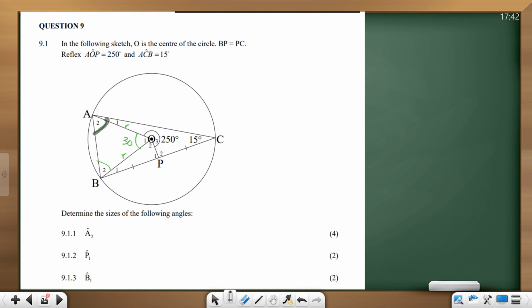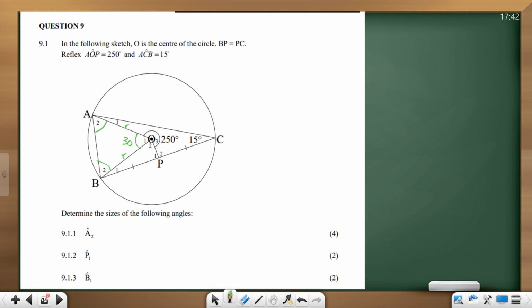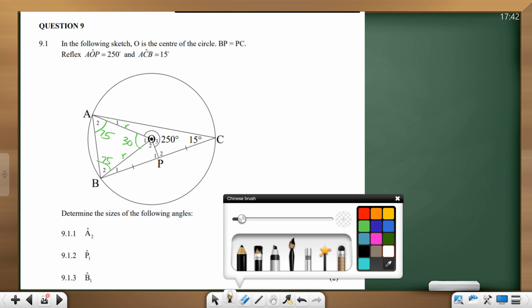So what is this angle going to be? 180 minus 30 will be 150. Divided by 2, 75 degrees. Holy fans, we are done. Just like that, boom, boom, boom. Get 4 marks. Imagine.